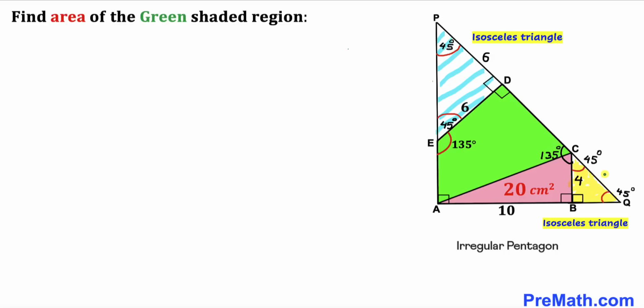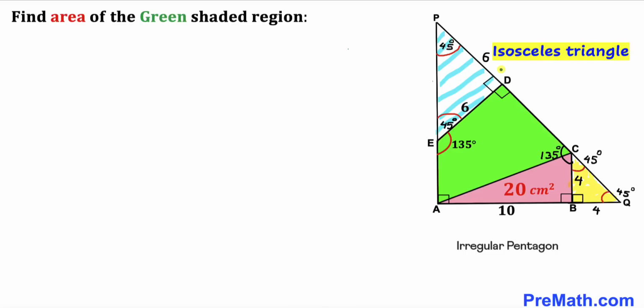And likewise this yellow triangle CBQ is an isosceles triangle as well, since these are our 45 degree angles. So therefore this side length is going to be equal to this side length. If this side length is 4, then this side length has got to be 4 units as well.